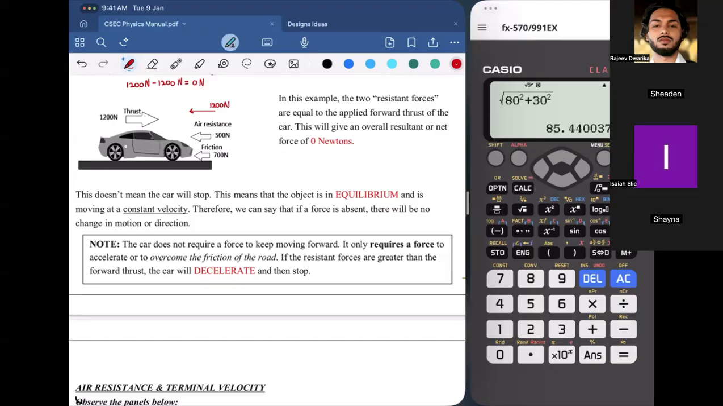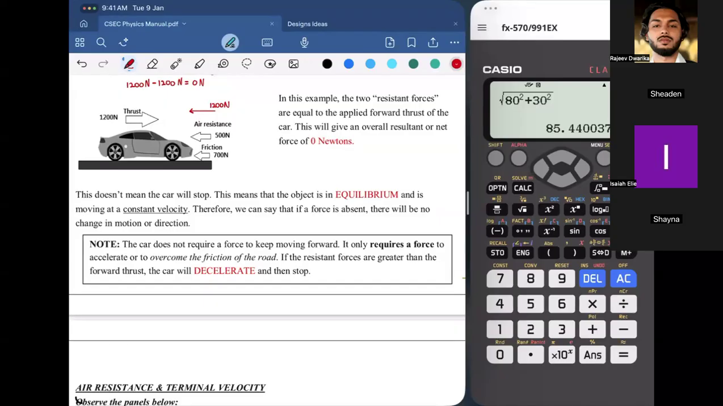All right, and make sure you copy down the note. In this example, the two resistant forces are equal to the applied force. Make sure you have all of that copied down. The main thing I want you all to take away is that just because the net force is zero, that doesn't mean the car is stationary. What that means is the car is not accelerating. It's moving at a constant velocity. That's what I wanted you to keep in mind.